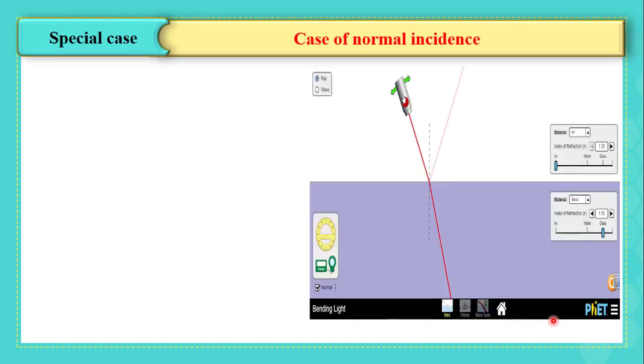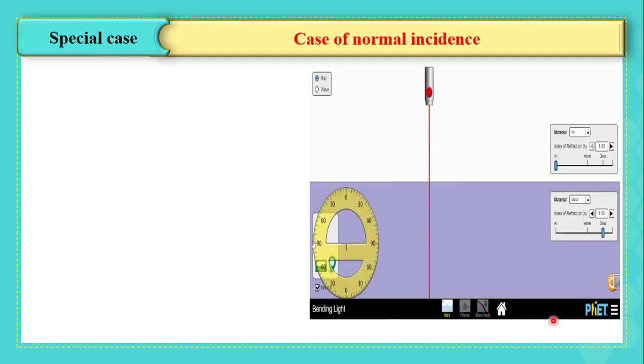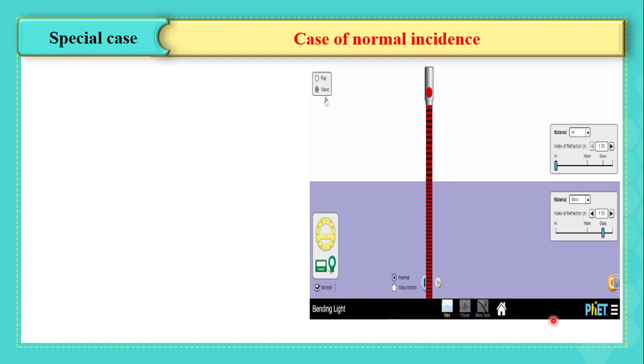Let's consider now the following special case. If we adjust the incident ray so that it strikes the interface normally, along the normal, when measuring the angle of incidence and its corresponding angle of refraction, you will notice that both of them are 0, which means that in this case refraction took place but without any deviation.